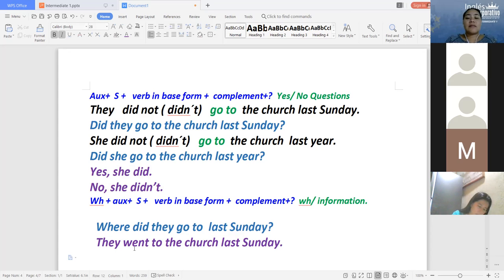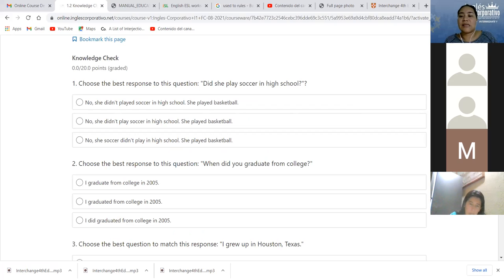No. All right, so if there are no questions, we are going to do an example together on the virtual platform. Here we have the first exercise in the knowledge check. Who would like to read number one along with the answer? Who would like to be a volunteer? Did she play... Yes, you have the question, right? Here you choose the best response for this question.